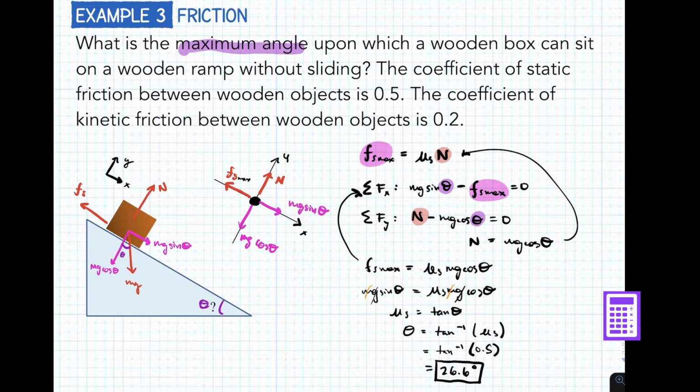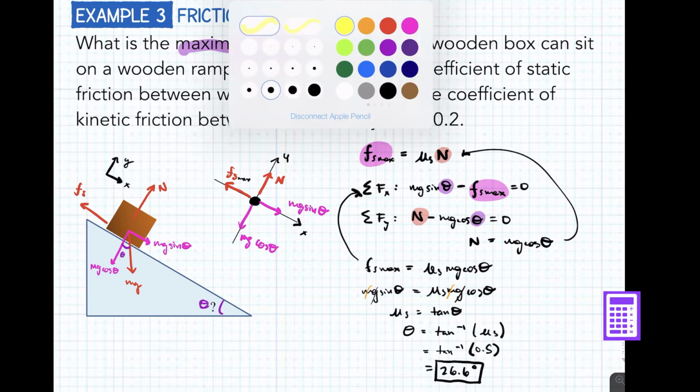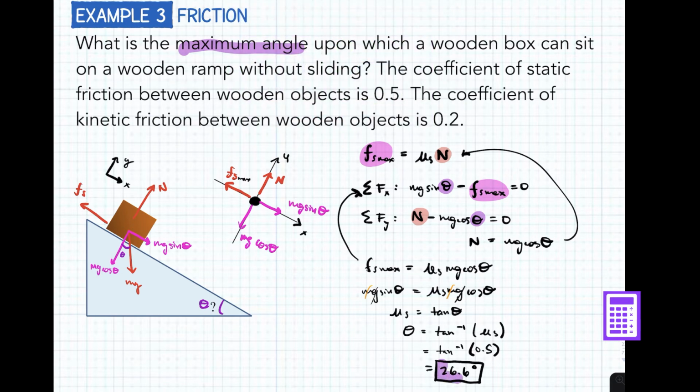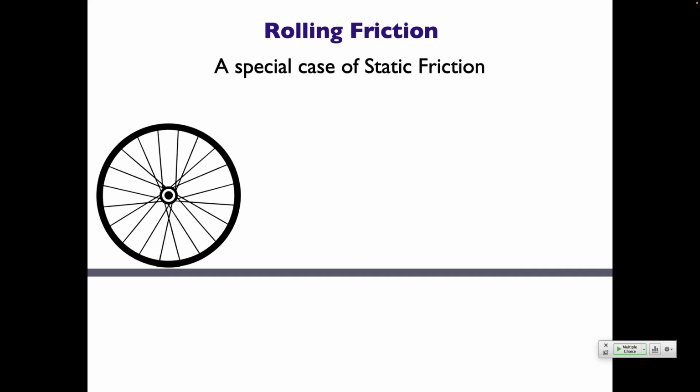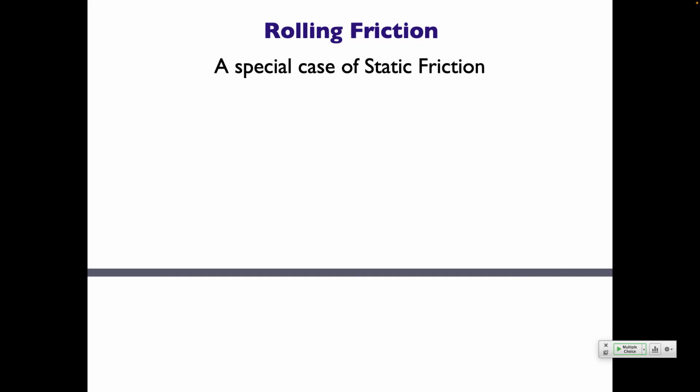Pro tip, you're going to want to make sure that your calculator is in degrees if you want your answer in degrees, and radians if you want your answer in radians. And we switch back and forth in this class, so it's something you're going to need to keep track of. Rolling friction is a special case of static friction.